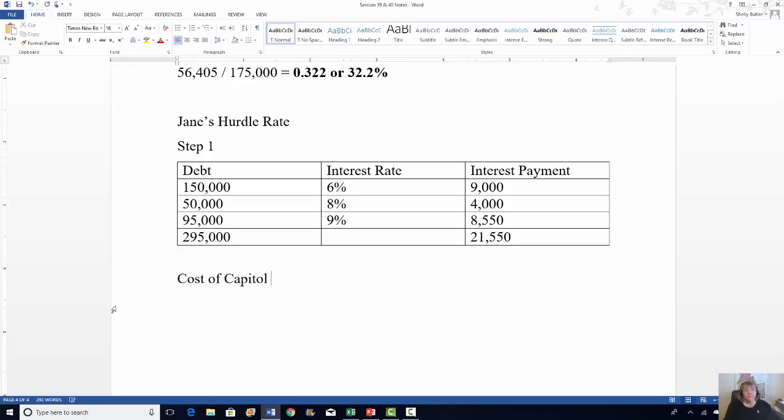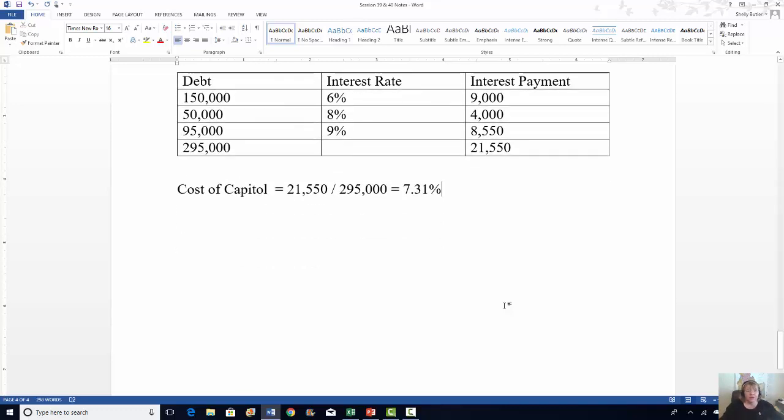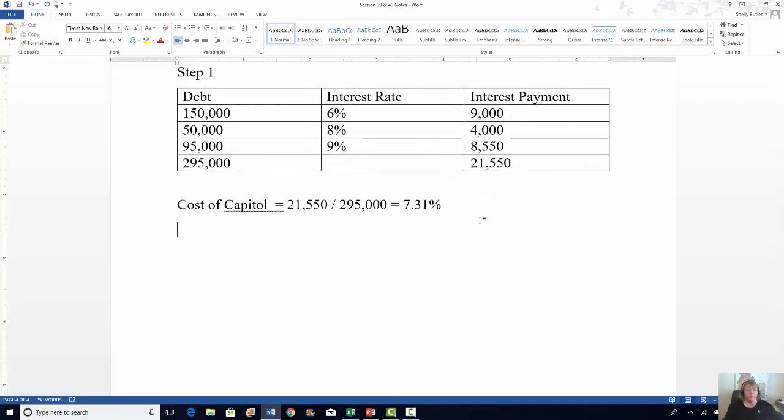And so her cost of capital is your money, how much you are borrowing. So the cost of borrowing that money is $21,550, and you divide that by the total amount, $295,000. So her hurdle rate is 7.31%. That's her hurdle rate. If her internal rate of return is a higher percentage than 7.31%, then it's a good investment, because she's making sure that she can pay this interest payment on more of a debt.